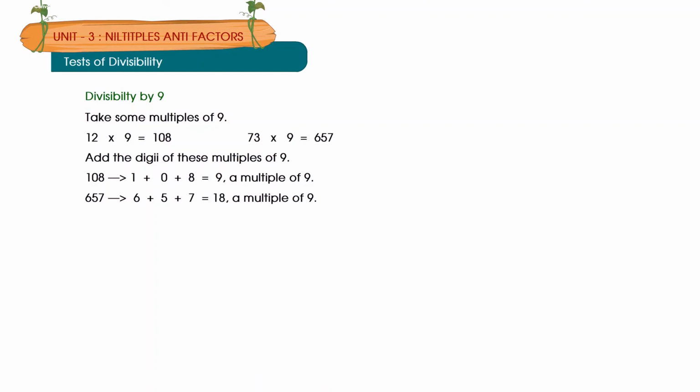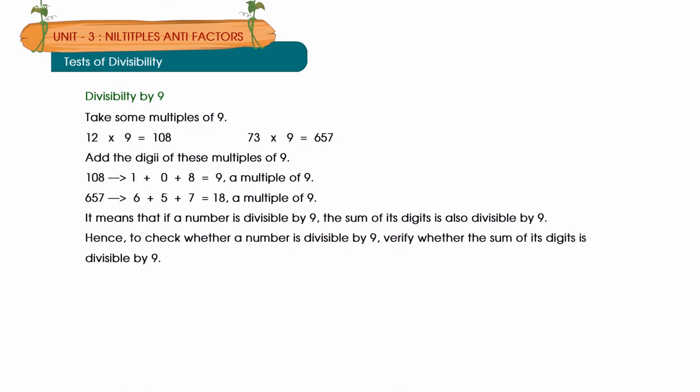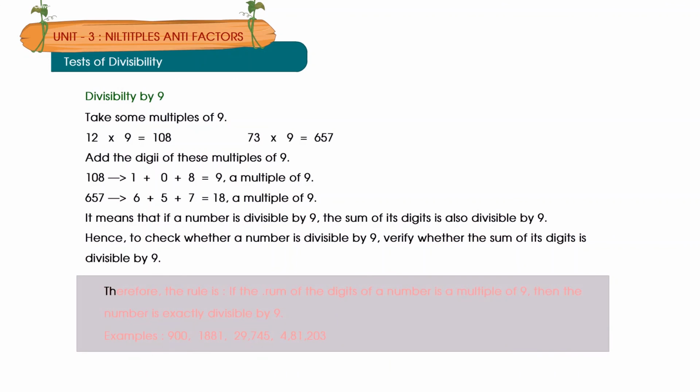It means that if a number is divisible by 9, the sum of its digits is also divisible by 9. Hence, to check whether a number is divisible by 9, verify whether the sum of its digits is divisible by 9. Therefore, the rule is, if the sum of the digits of a number is a multiple of 9, then the number is exactly divisible by 9.